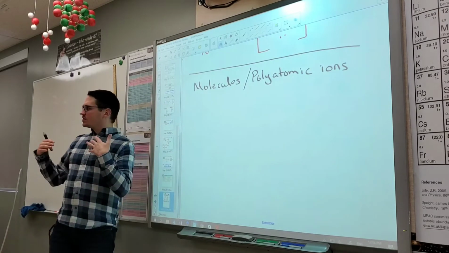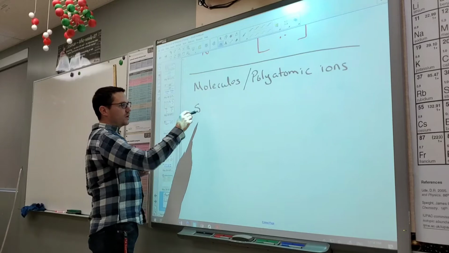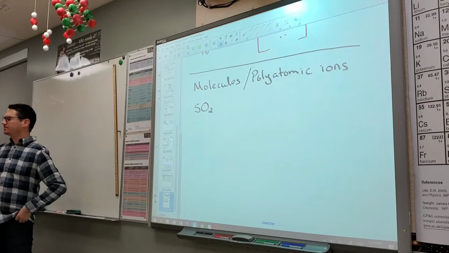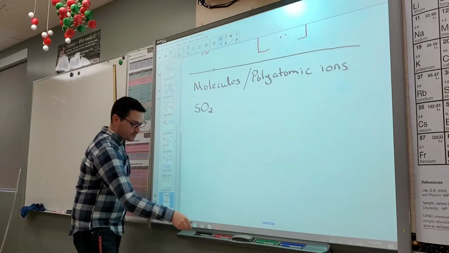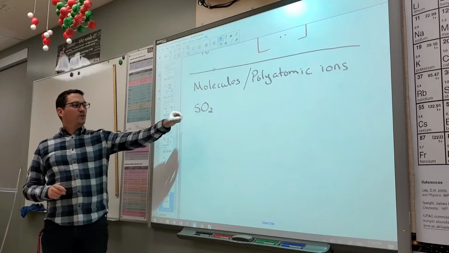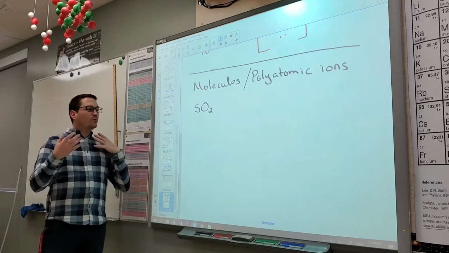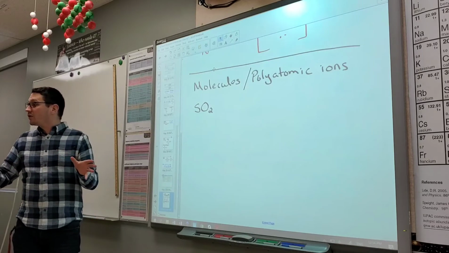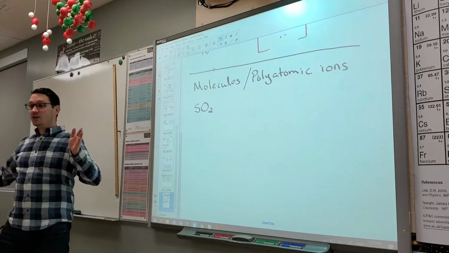I want to talk about a compound. The compound is sulfur dioxide, SO2. Now, I don't know if you remember, but there was a list of instructions. If we wanted to make this compound, we had to put a central atom, and then we had to put the peripheral atoms. Do you remember what peripheral means? On the outside, right? Your peripheral vision.